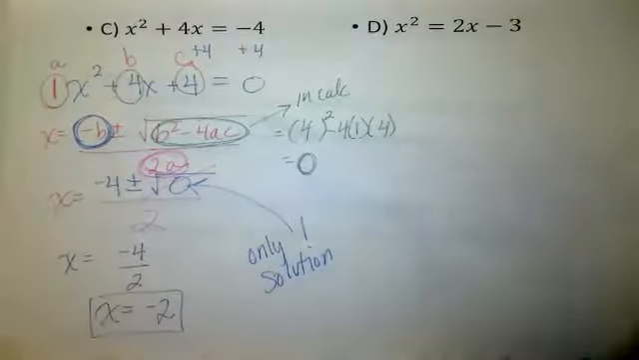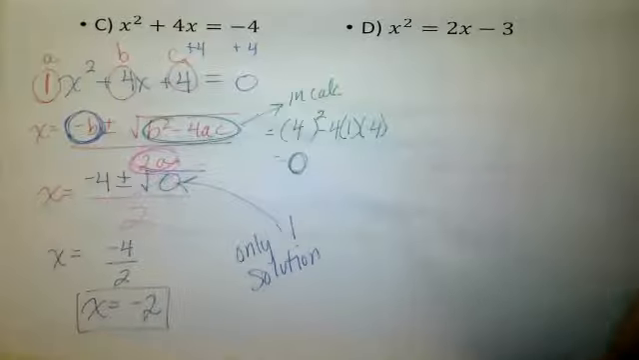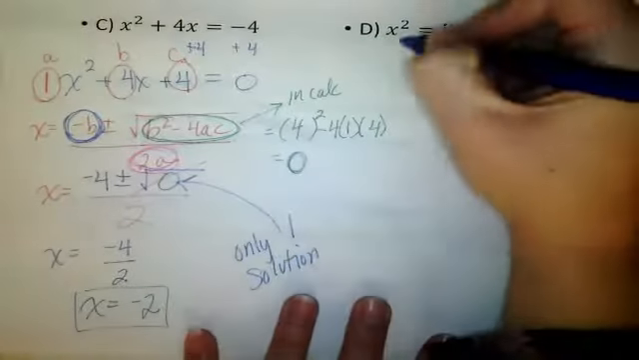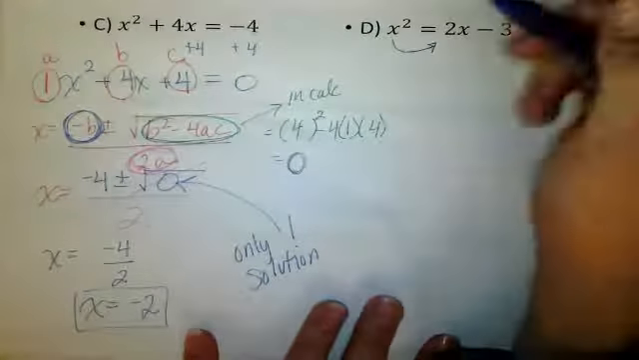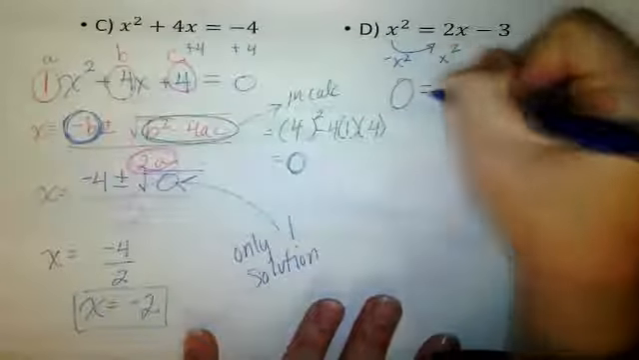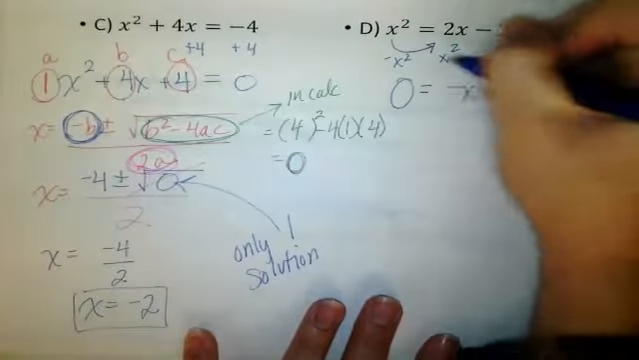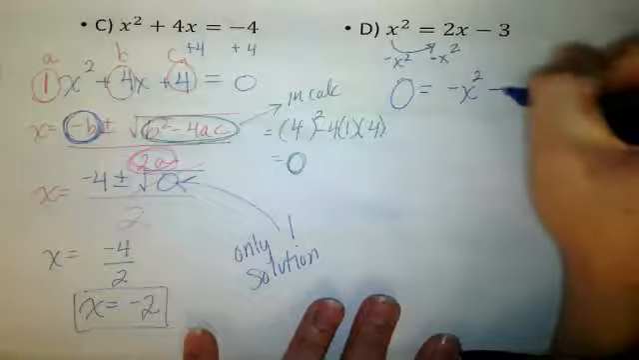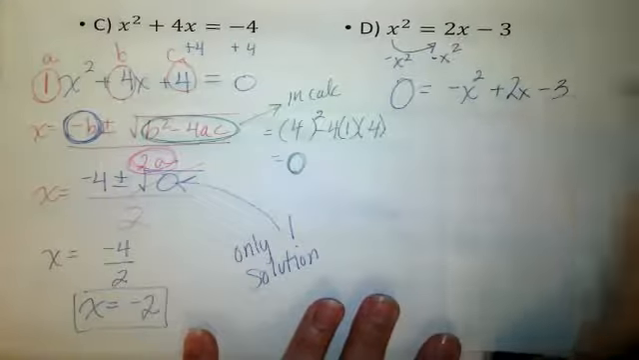All right, letter D. What's wrong with letter D? It's not equal to 0. So what do you guys want to do? Subtract x squared. Hey, that's an excellent idea. I can move the x squared over. That would work just fine. So I'm going to subtract x squared. Works just fine. So -x squared plus 2x minus 3.